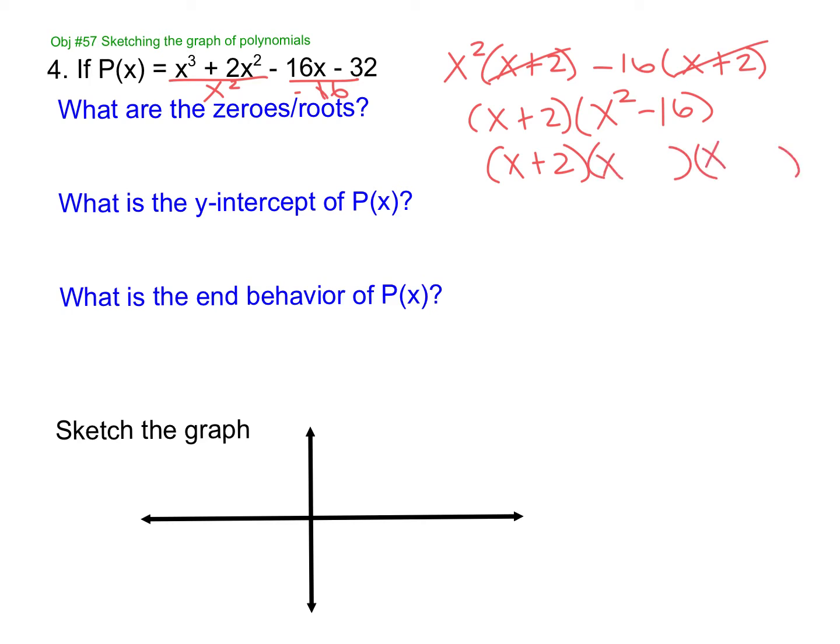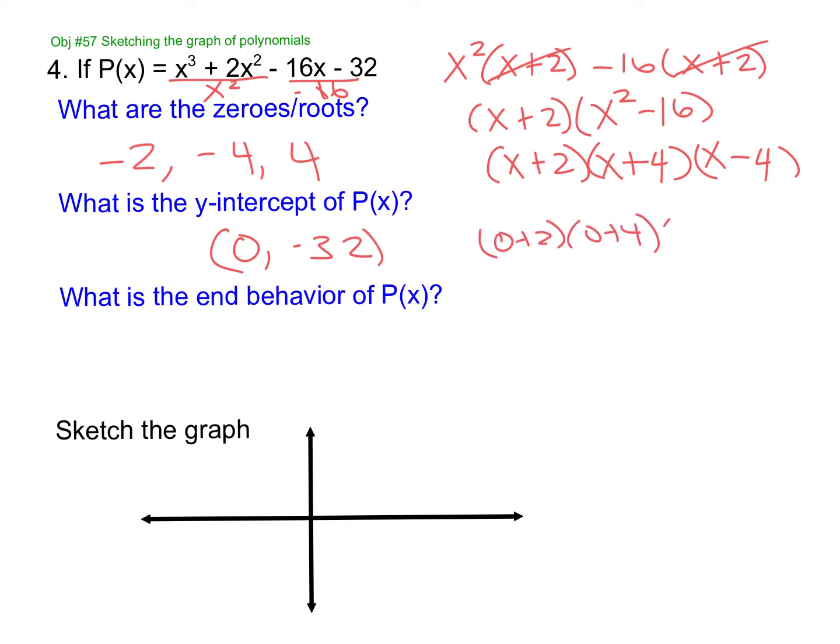X times x is x squared. 4 times 4 is 16. One's a plus, one's a minus. So our roots, we change our sign. y-intercept. If we plug in 0, we get negative 32. You could also look at the original, right? So 0 plus 2 times 0 plus 4 times 0 minus 4. Or if you look at the original problem, my y value is negative 32.